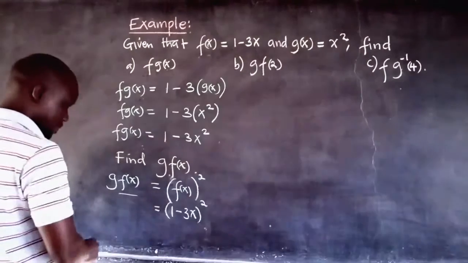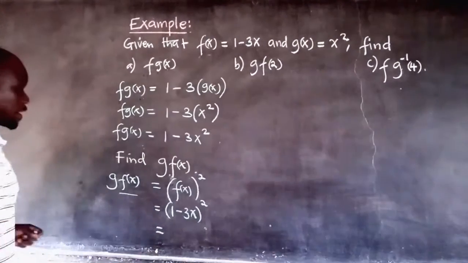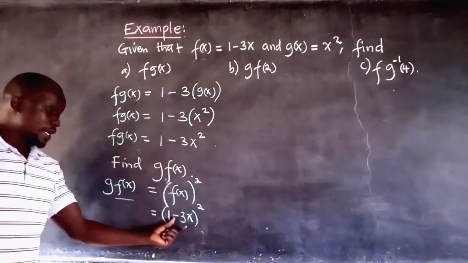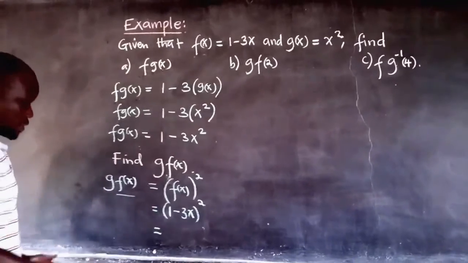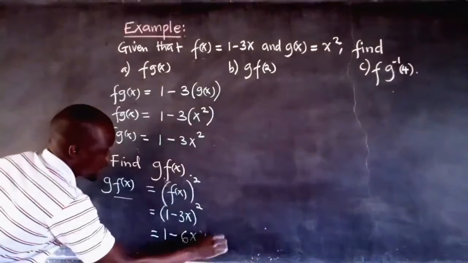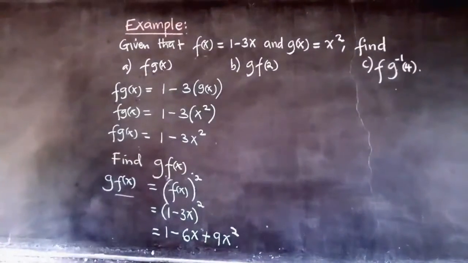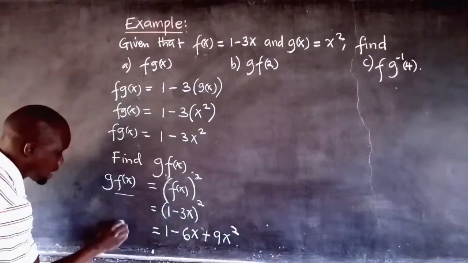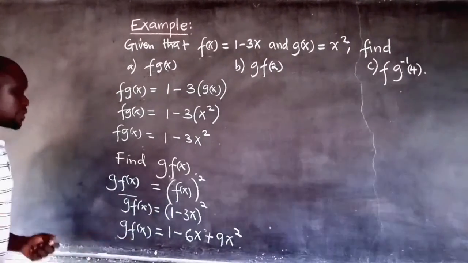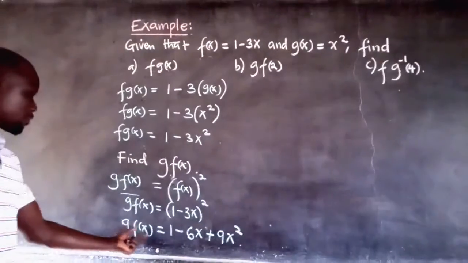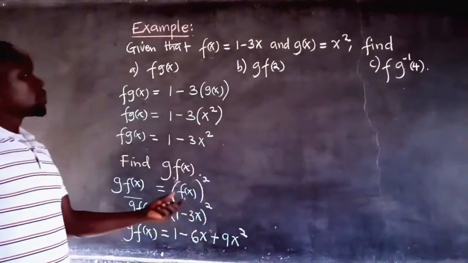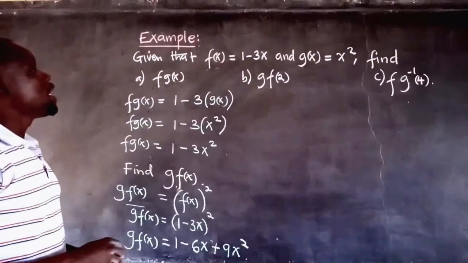But f of x is 1 minus 3x, so this is what we're having squared. And when you expand that, taking you back to senior 2, where we look at expansion, 1 minus 3x squared, this is quadratic in nature, we would have 1 minus 6x plus 9x squared. That is how we get it in case it is required as an expanded form. But if not, you would still leave it like that. Now we're going to use this g f of x, which is 1 minus 6x plus 9x squared, to be able to get g f of 2.